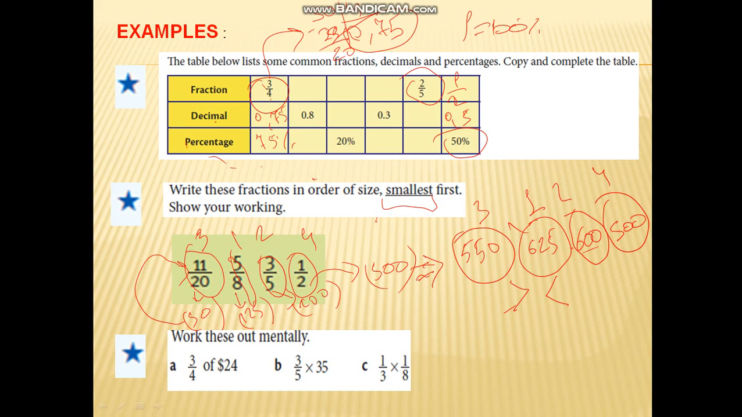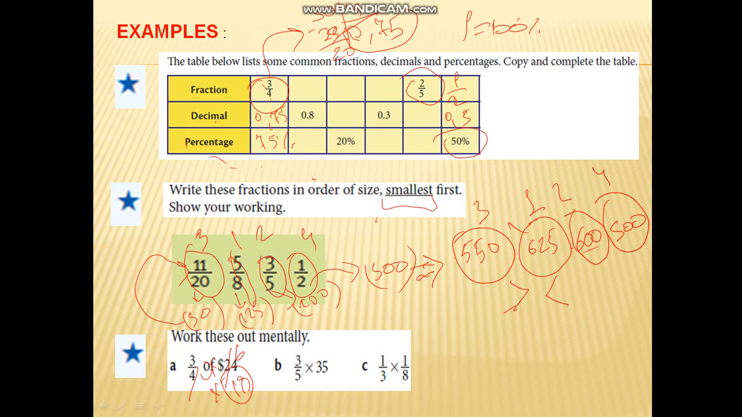And the last one: work these out mentally. "Of" means, if you remember, times. We need 75% of 24. You can use this method: 24 divided by 4, because 4 is a factor of 24, gives 6, and then 6 times 3 is 18.